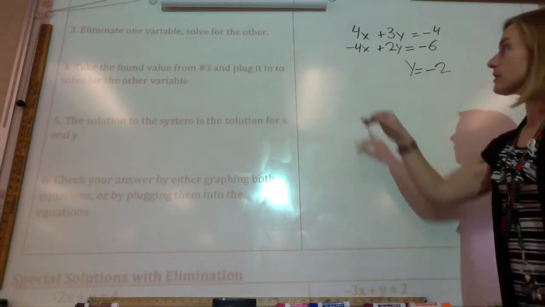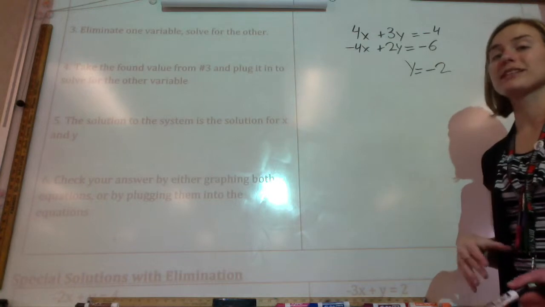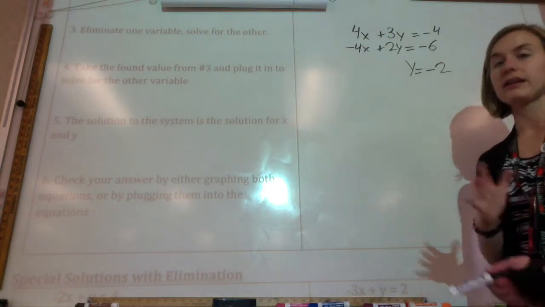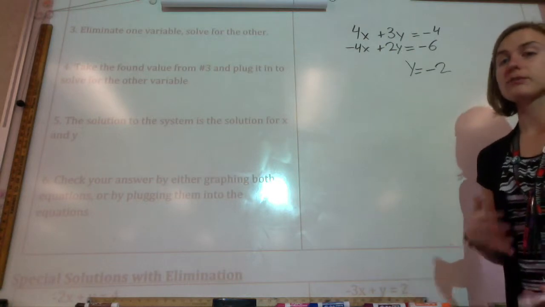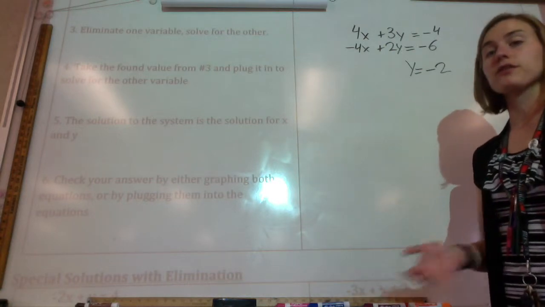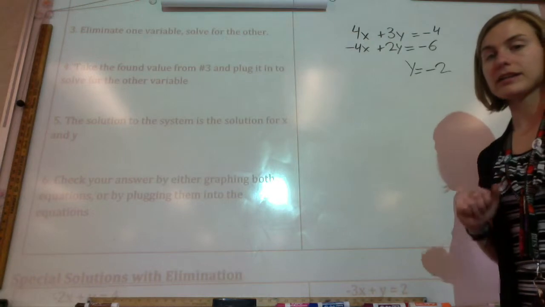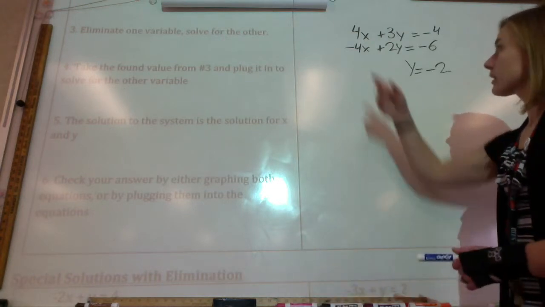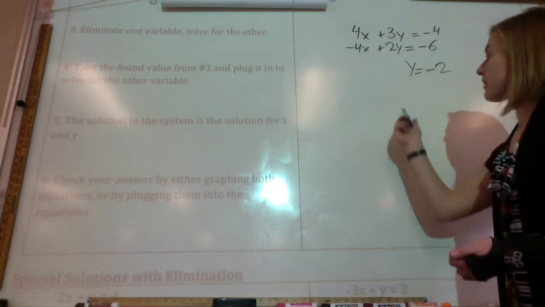Now, we can plug it into either of these two, or we can even plug them into the original ones, the one before we mixed everything around and multiplied in it. It'll all still equal the same. So just essentially pick your favorite equation from all the ones we've been working with and plug in negative 2 for y, and we'll solve for x. So I'm going to plug it into the very first one because it doesn't really matter.